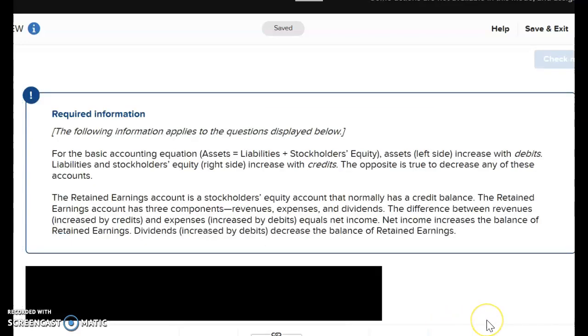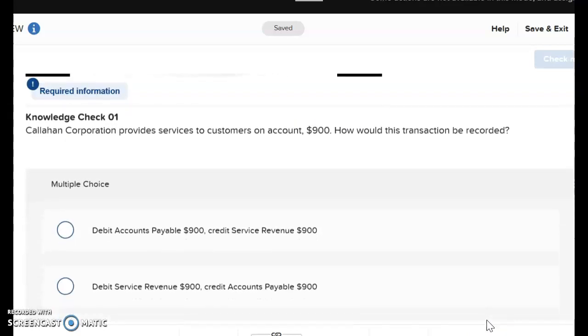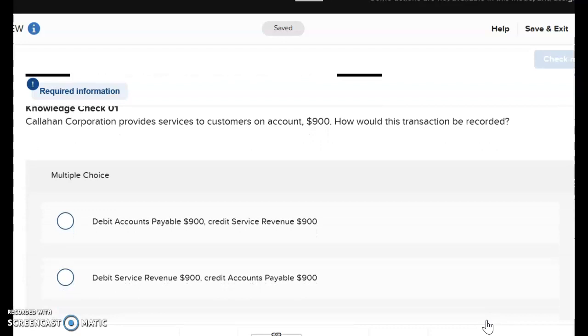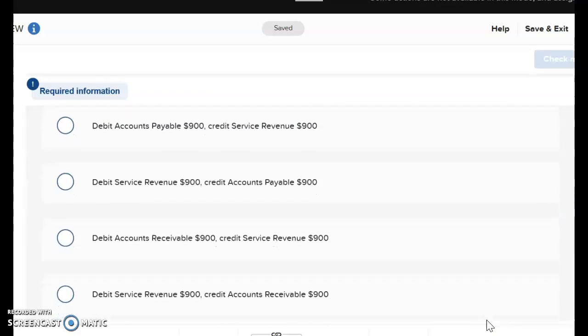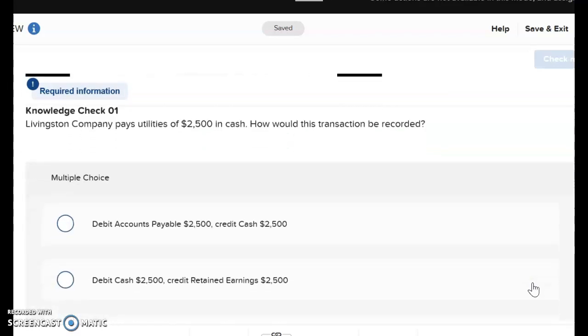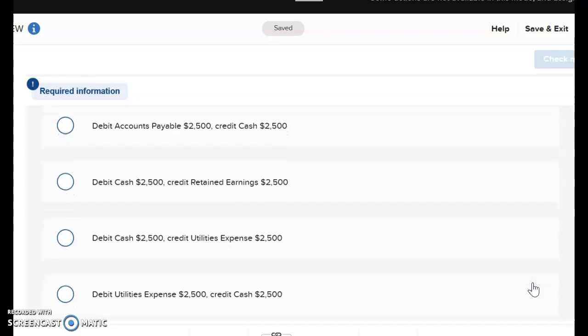Number 17, Callahan Corporation provides services to customers on account for $900. How would this transaction be recorded? And your 4 choices, and that is number 17. Number 18, Livingston Company pays utilities of $2,500 in cash. How would this transaction be recorded? And your choices for answers.